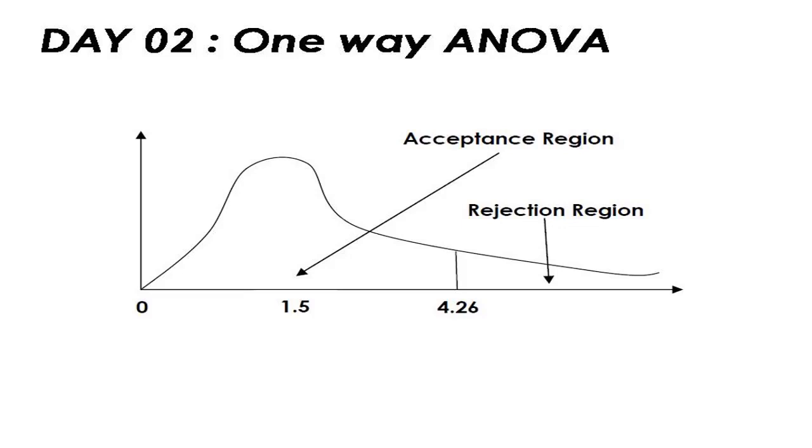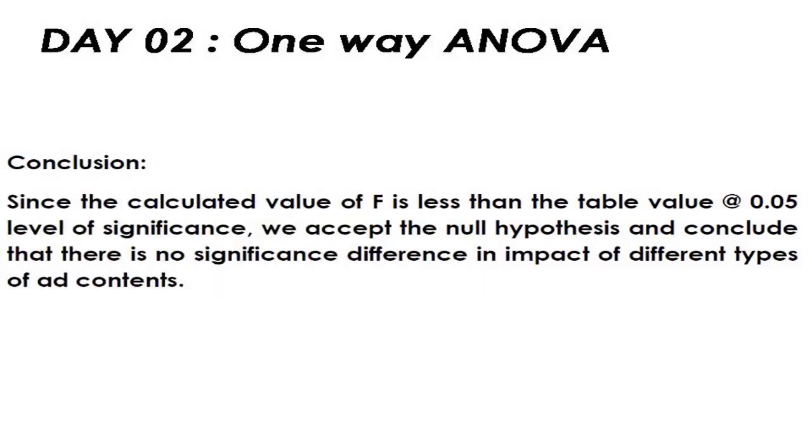So it is in the acceptance region, which is why we have to accept the null hypothesis. We conclude that since the calculated value of F is less than the table value at the 0.05 level of significance, we accept the null hypothesis and conclude that there is no significant difference in the impact of different types of ad contents.